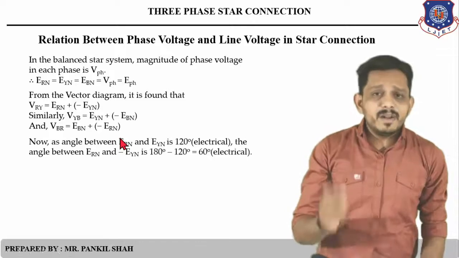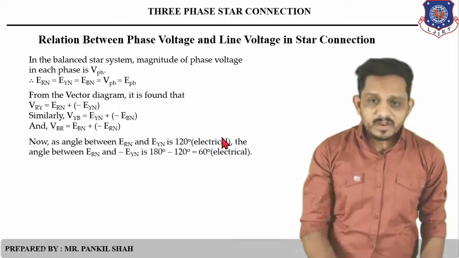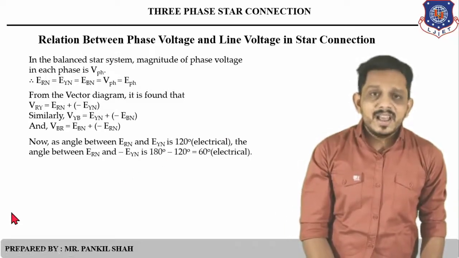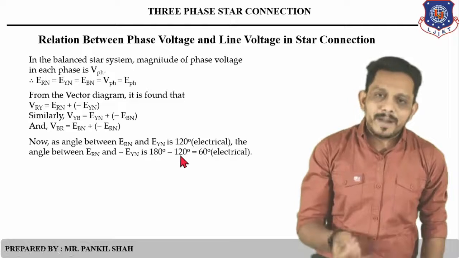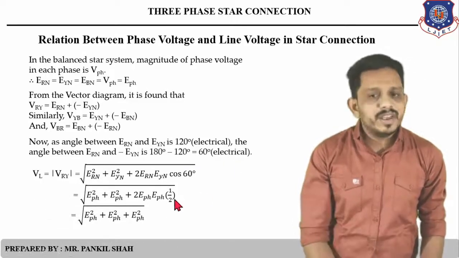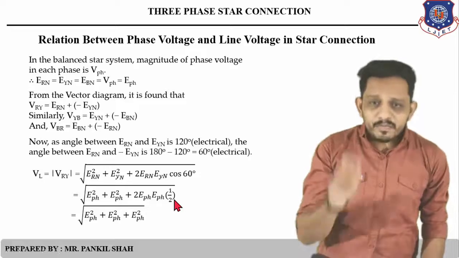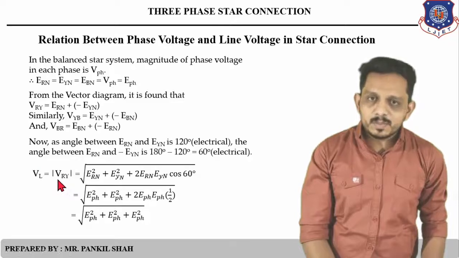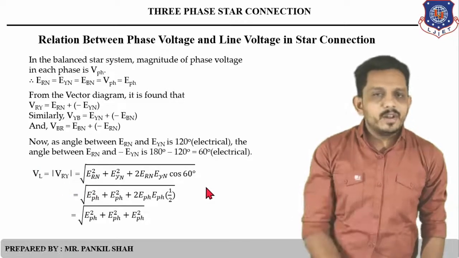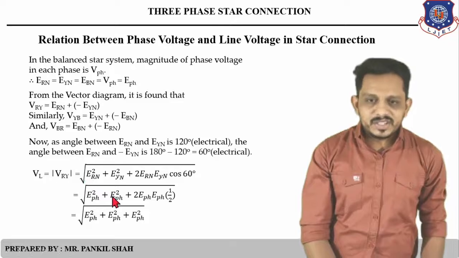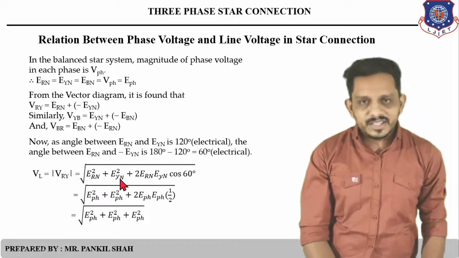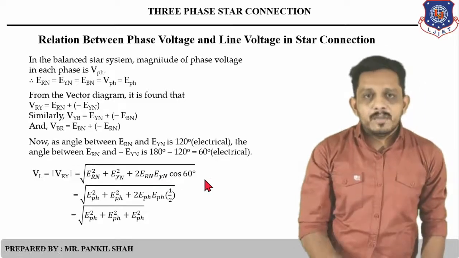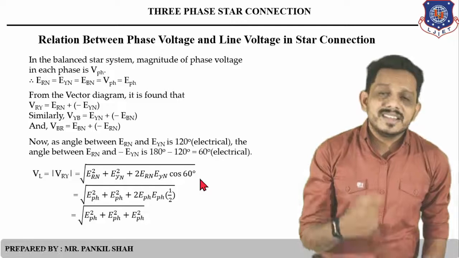Now, the angle between ERN and EYN was 120 degrees, but we have reversed the EYN vector, so that is minus EYN. So the angle between them will be 180 minus 120, that is 60 degrees. This we have also discussed. If you want to find the magnitude of the line voltage VL, or the diagonal's magnitude, then you have to use the triangle property. That is, the side square, ERN square, plus the other side square, EYN square, plus 2 times ERN EYN into cos 60, because the angle between these two lines is 60 degrees.